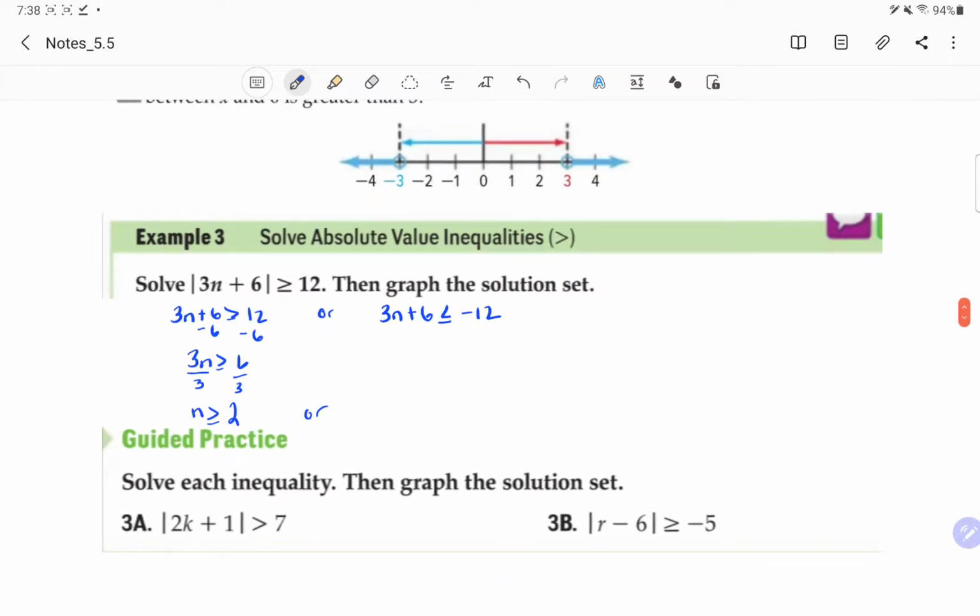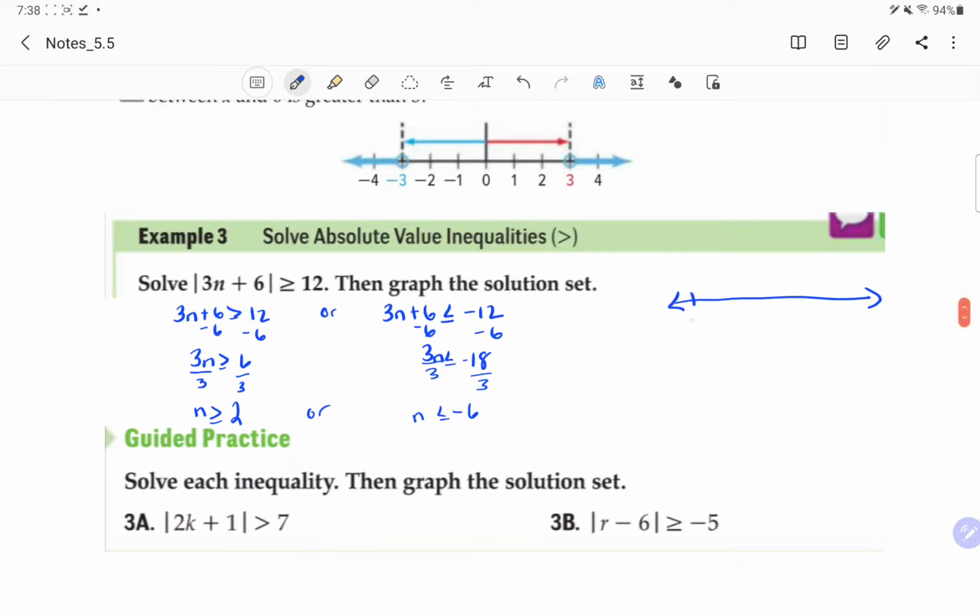Or do the same thing over here. So we'll get 3n is less than or equal to negative 18. Divide by 3. N is less than or equal to negative 6. When you go to graph this, negative 7, negative 6. Here's my break in my graph. 0, 1, 2, 3.